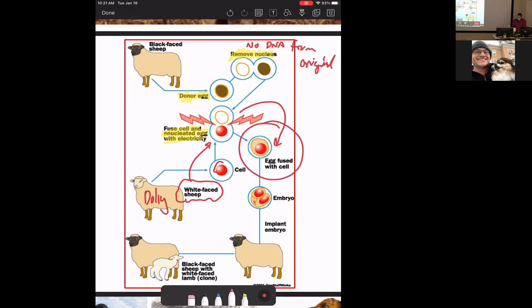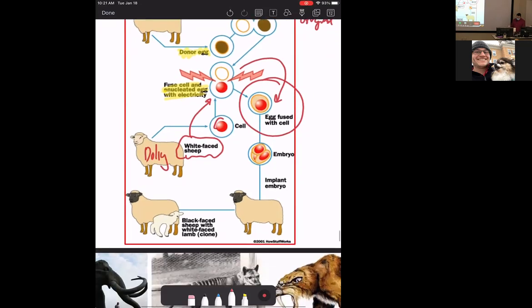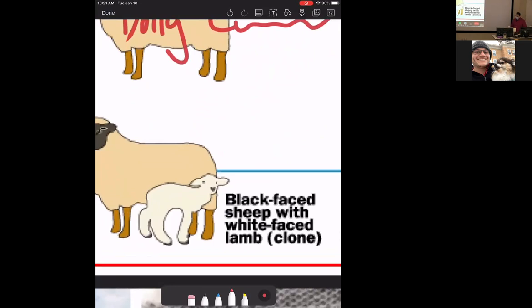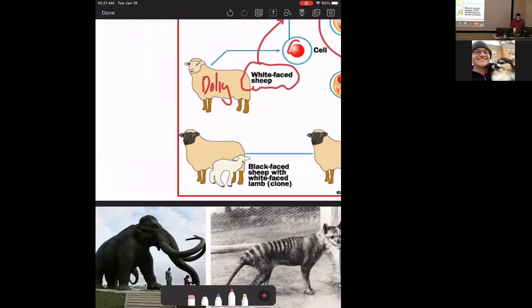And luckily, nature and cells, they don't know that they've just been swiped of their DNA. You implant that embryo even back in the same mom sheep that it came from that you sapped her DNA. And the sheep will emerge with DNA that you told it to use. In this case, it'll have that white face phenotype instead. That was Dolly.